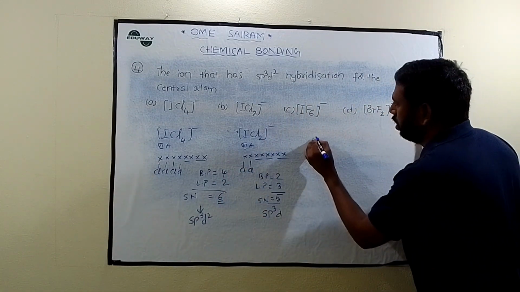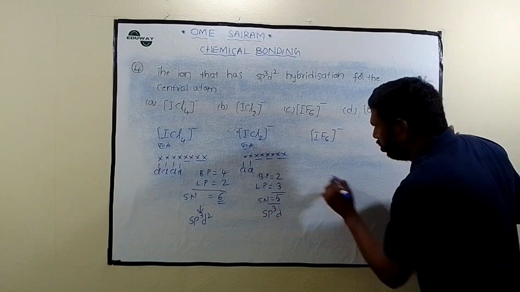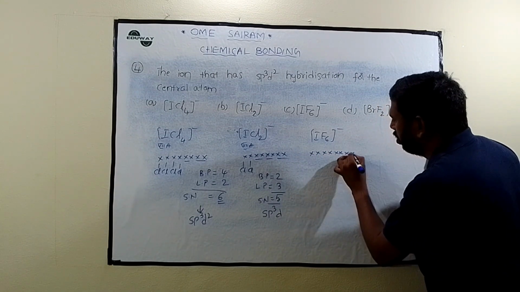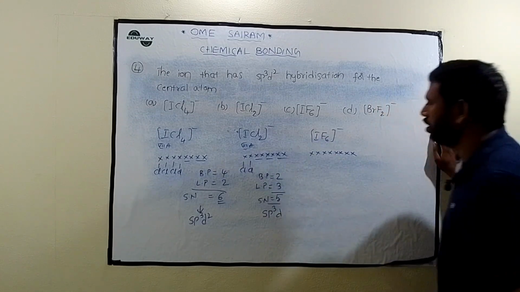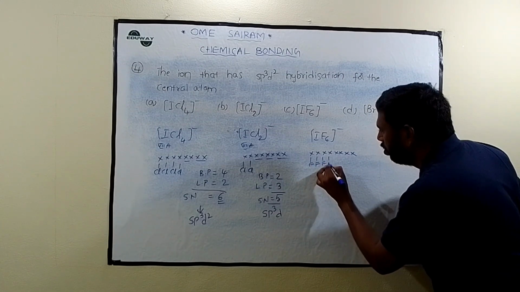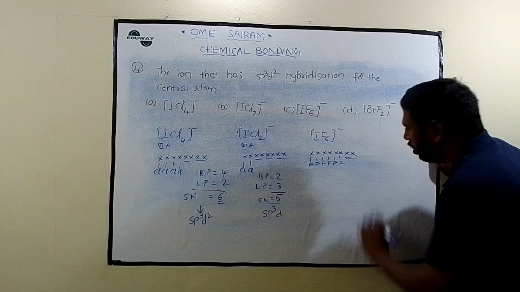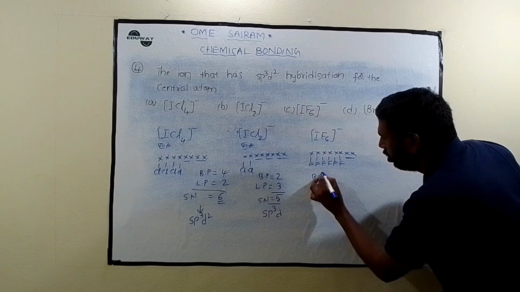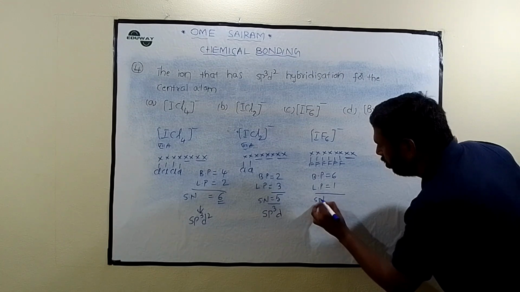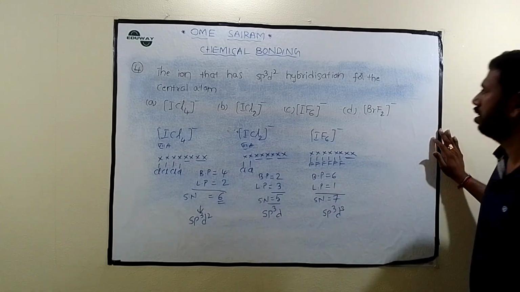Now I have ICl6 minus. Iodine belongs to the 7A group and 1 electron is excess. Total valence electrons 8. Iodine can form 6 bonds with the 6 chlorine atoms, and the remaining 2 electrons exist as 1 lone pair. Here total bond pairs 6, lone pair 1, and steric number is 7. 7 means sp3d3.